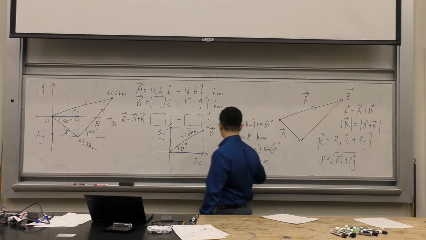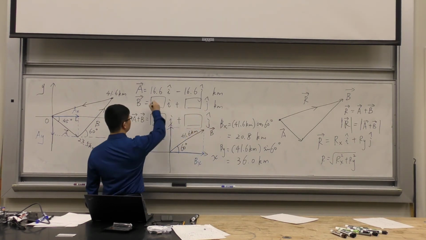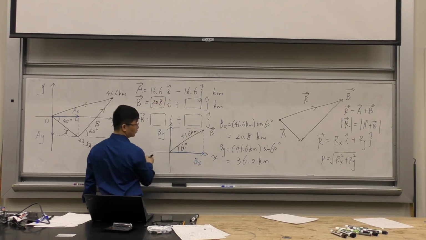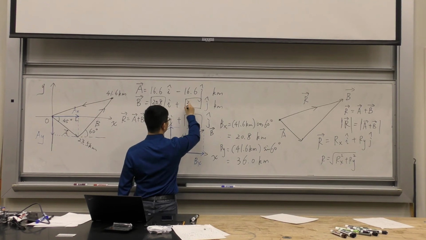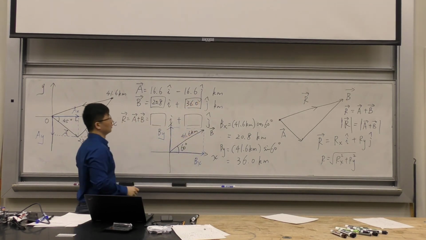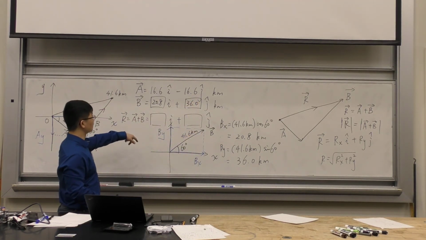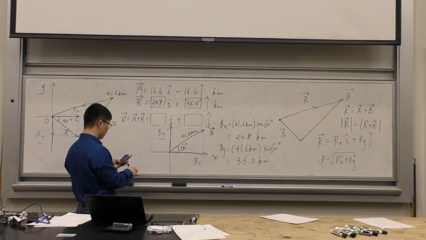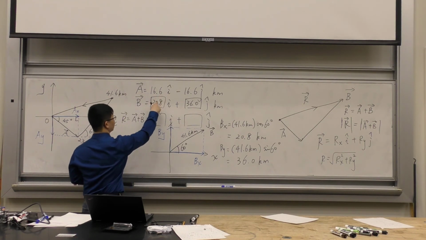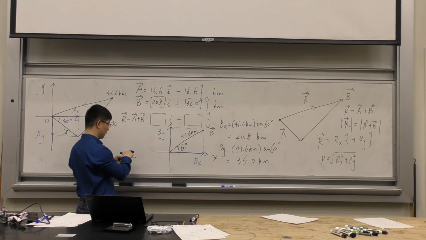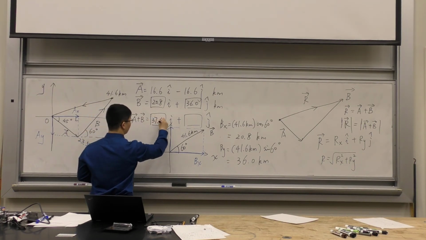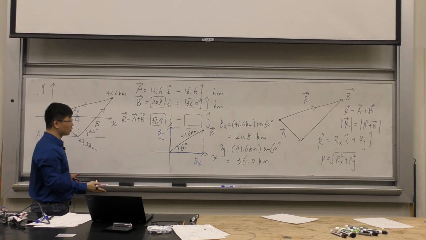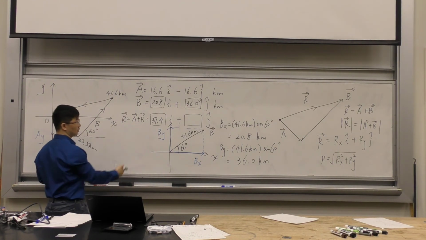All right, so now I can put them in. This guy is 20.8. This guy is 36. Okay, now you can add them together, right? So you add them, you're going to carry these signs. You don't drop these signs, right? This is negative 16.6 plus 20.8. So what do you get? Negative 16.6 plus 20.8, 37.4. That's the x component of this sum.